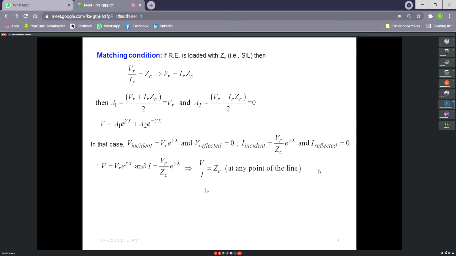For a lossless transmission line, ZC is a constant, a resistance. So in that case, V and I will be in the same phase. That is why, for surge impedance loading, when the receiving end is loaded with a resistance equal to ZC, we expect to see the voltage and current in the same phase. So the power factor at that point will be 1, cos 0 = 1.